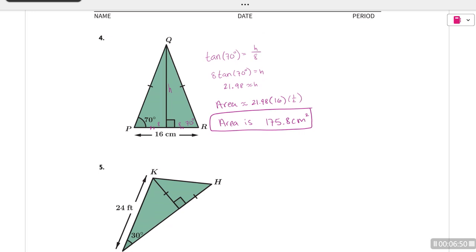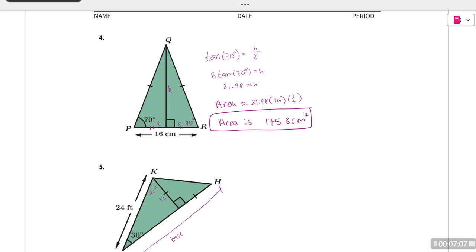Okay, question 5. We're back to special triangles. We have 30, which means this is 60. Well, if our hypotenuse is 24, the side across from 30 is 12. This time we don't know our base, right? We have to figure out this base.